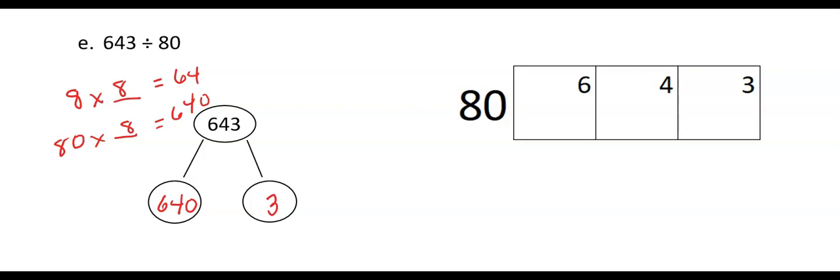Now when I do my division, how many groups of 80 can I get out of 6? Well, I can't get any out of 6, so I'll move that over. How many groups of 80 can I get out of 64? Still can't get any groups of 80, so I move that over. How many groups of 80 can I get out of 643? Well, we decided 80 times 8 was 640, so that's 8 groups. I'll subtract the 640, and I get that remainder of 3. So again, we use that number bond to help us narrow down the number of groups we can get out of each dividend.